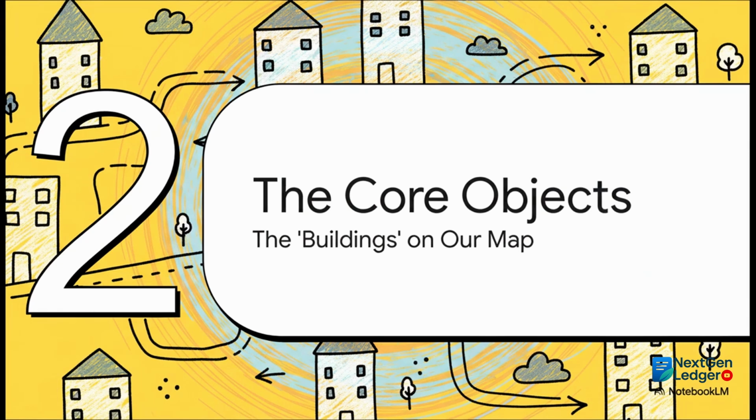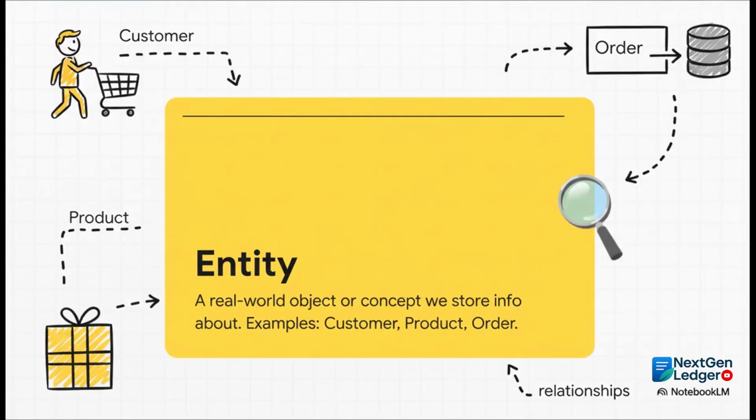Okay, let's dive into our first component, the core objects, or entities. Time to identify the buildings on our map. So what in the world is an entity? Well, it's actually super simple. It's any real-world thing or concept that we need to store information about. So going back to our online store example, the most obvious entities are the customer, the product they want to buy, and the order they create. That's it. They're the main nouns of our system.